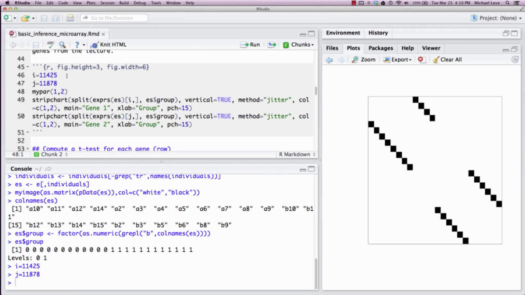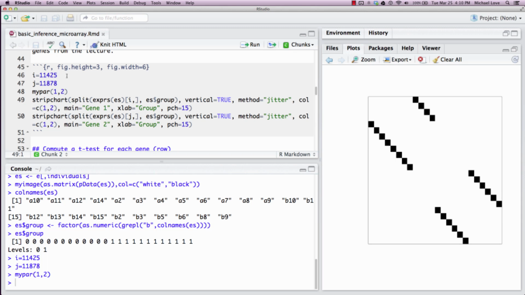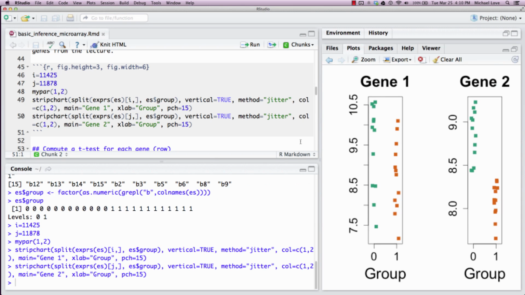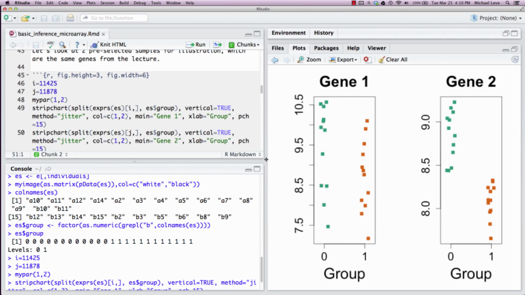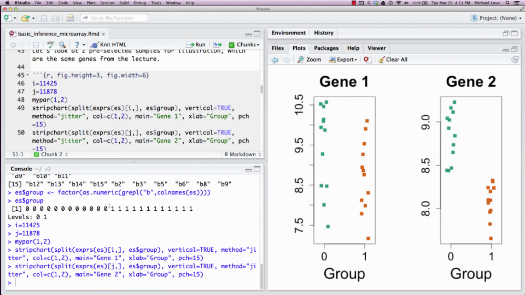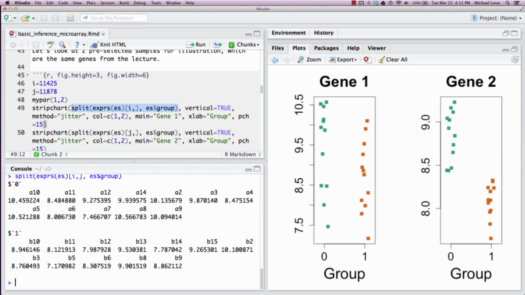So let's look at the two genes which were also shown in the lecture, and I'm just going to show what's called a strip chart, which shows the gene expression values, these normalized gene expression values for each sample split by group, and I'm showing you for two genes. So gene 1 has largely overlapping values, while gene 2 we can see a clear decrease for group 1. So what I provided to the strip chart was a list.